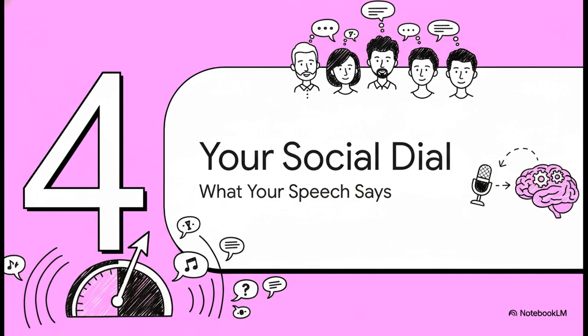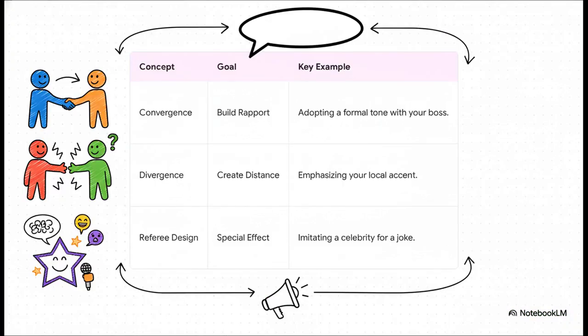Let's just quickly wrap up what we've covered. So here's the whole thing in a nutshell. Convergence is for connecting. Think talking a bit more formally with your boss. Divergence is for creating distance, like when you really lay on your local accent thick when a tourist asks for directions. And referee design is for special effects, like when you do a spot-on celebrity impression to tell a joke.